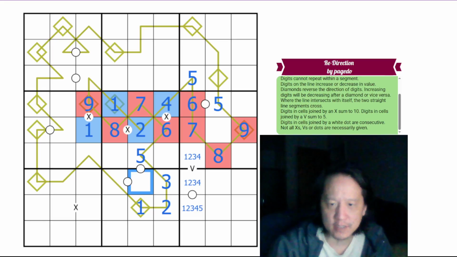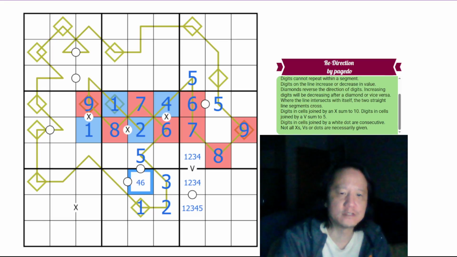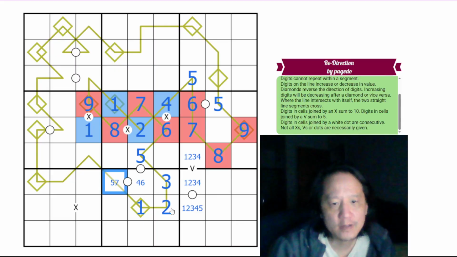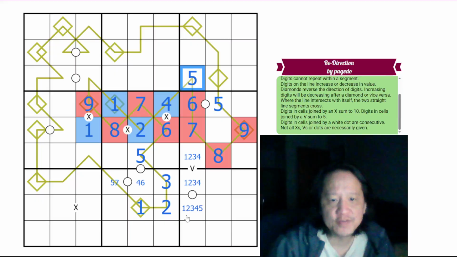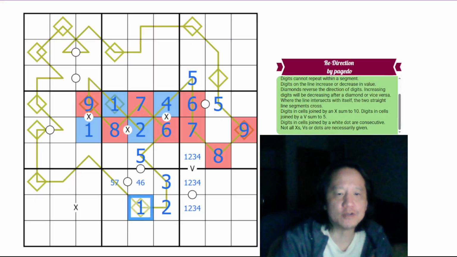5 is consecutive with 4 or 6, which is consecutive with 3, 5, or 7. Cannot be 3 here. Okay. This 5 eliminates 5 here, and this 1, 2 pair eliminates 1 and 2 here. So this is 3 and 4. 3 eliminates 3 here, so this can't be 2.